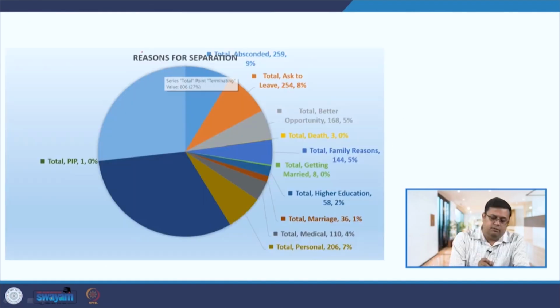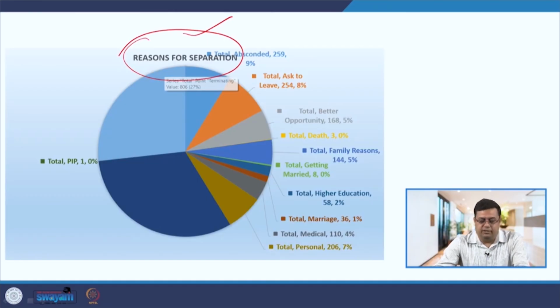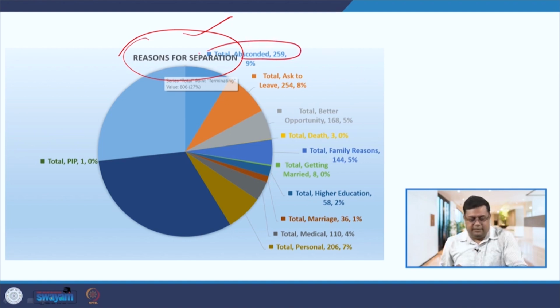So this graph presents the reason for separation. So why are people leaving the job? This is presented through a pie chart. Now you can see the total number of people absconded is 259, right? So you can see the reason why they have left. 8% were asked to leave, right? And 5% left because of a better opportunity, 3% passed away. That is what you can see here.